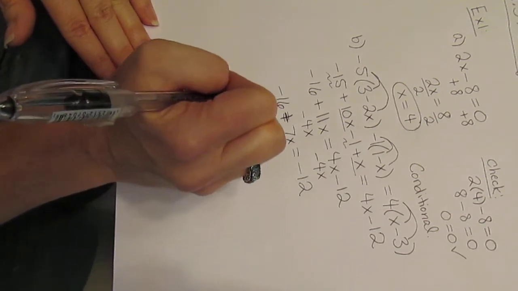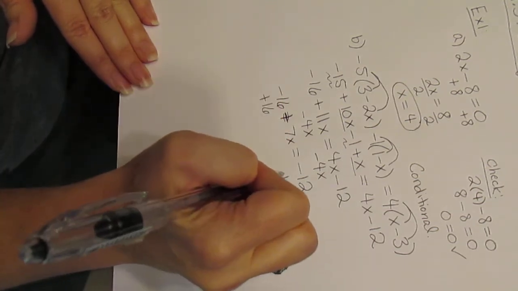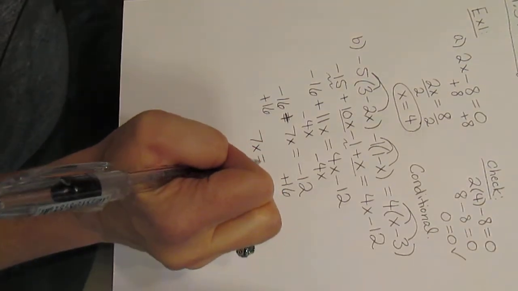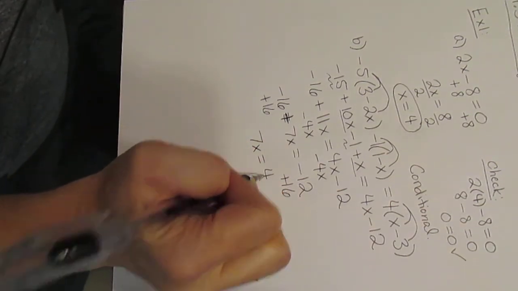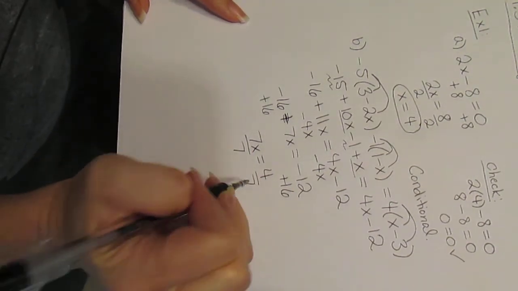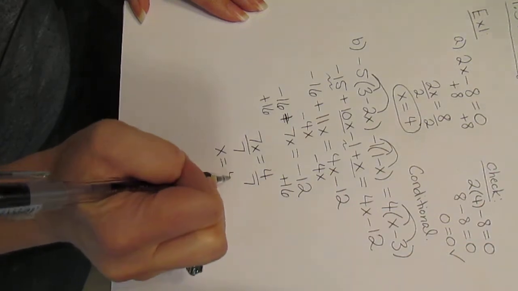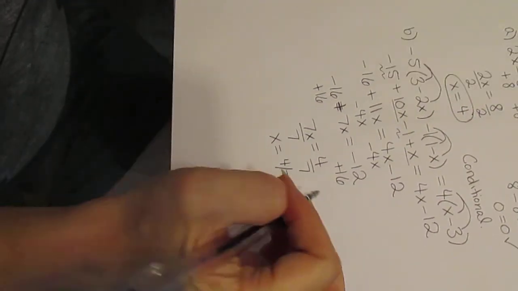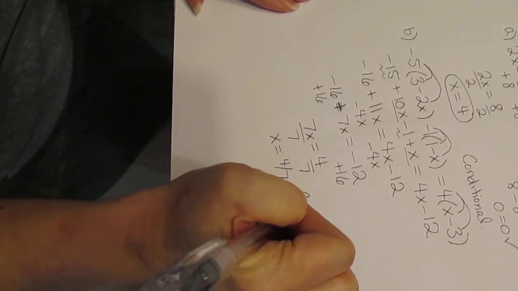So we'll add 16. We've got 7x equals 4. And then divide by 7 on both sides. And we get x equals 4/7. Again, we got one solution, so this is a conditional equation.